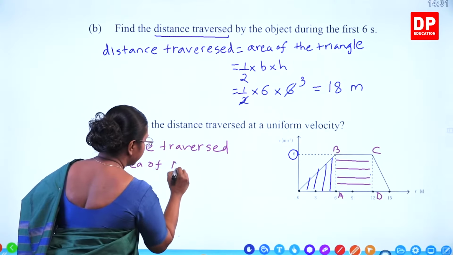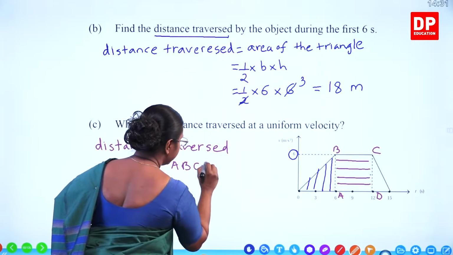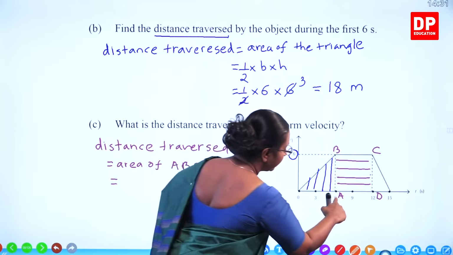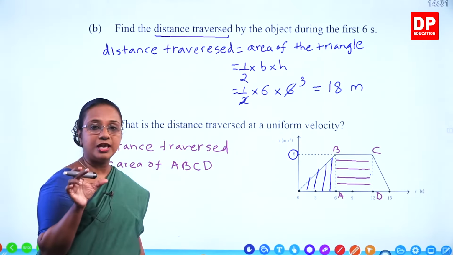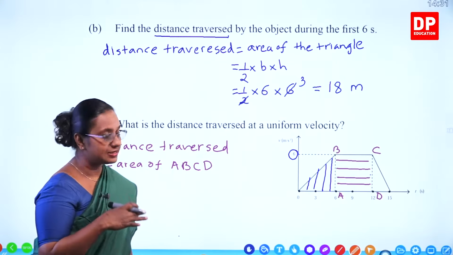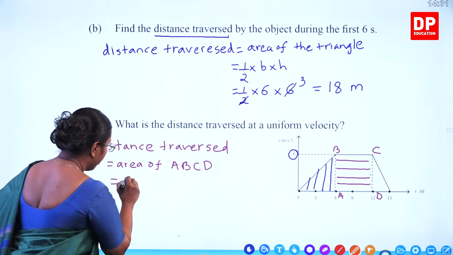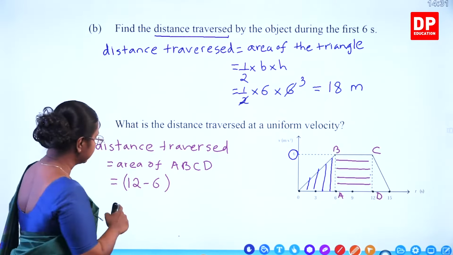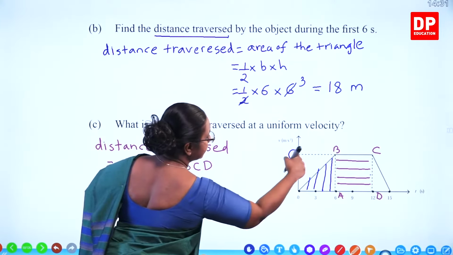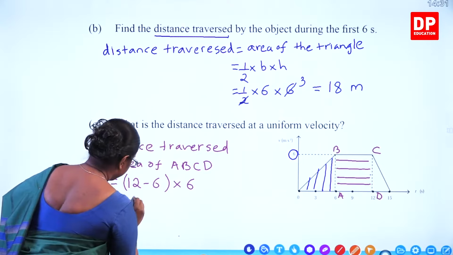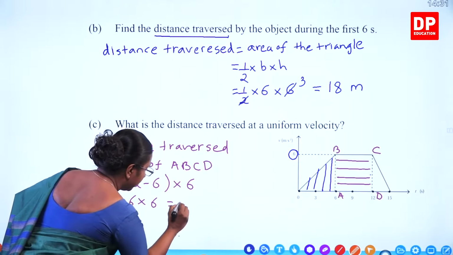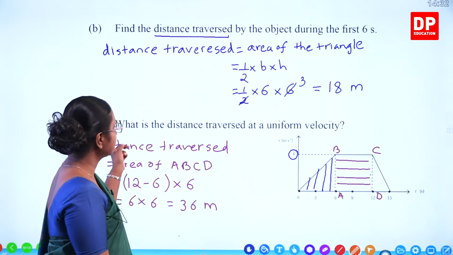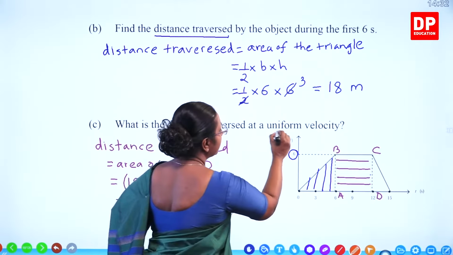Area of square ABCD, that is equal to length into breadth. So, here you can see length from 6 to 12, we have to take only the difference. 12 minus 6 will be 6. If you want to be sure, you can write it down and find the difference. 12 minus 6 into the height is 6 again. So, 6 into 6, it will be equal to 36 meters. That is the distance traversed by the object with uniform velocity.